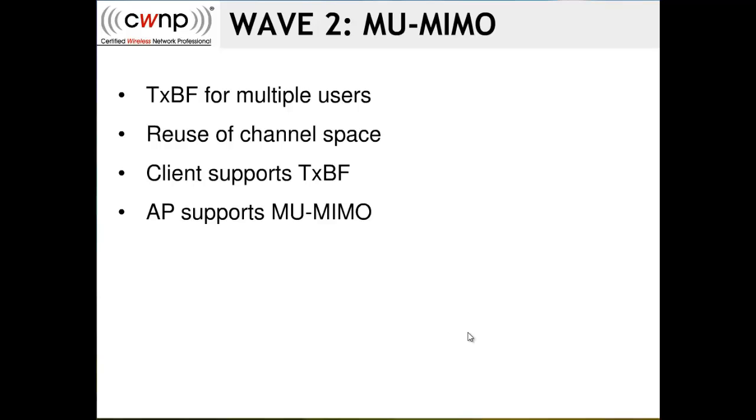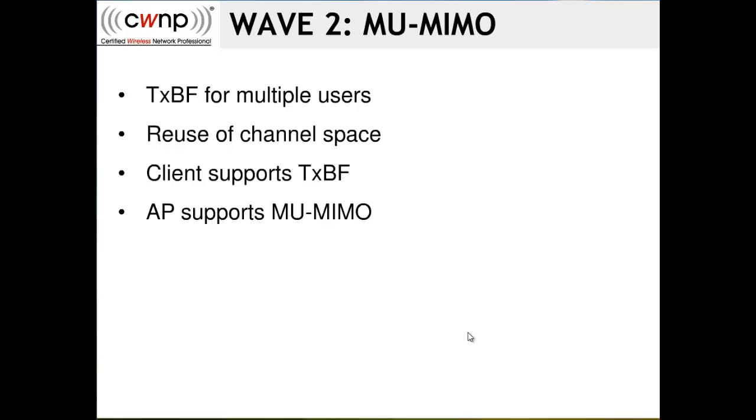Well, with multi-user MIMO, the access point starts to act like a switch. What it's going to be doing, with transmit beamforming and with subcarriers and spatial streams, is communicating with multiple devices simultaneously on the channel space. This is something we're going to get to see with standardization.